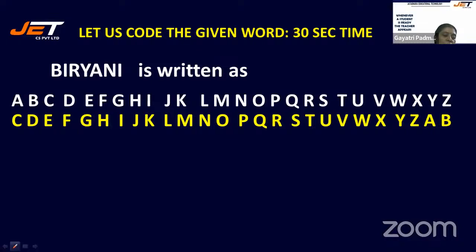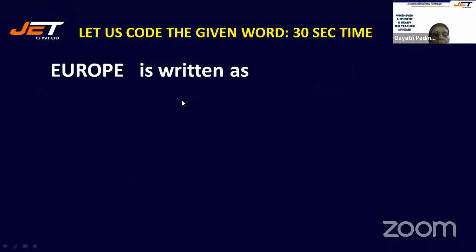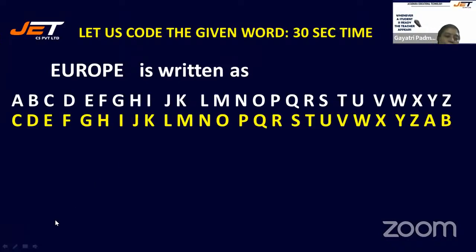Fine. So how do we try to code it? B is here D. I is K. R is T. Y is A. A is C. N is P. And again, I is K. All right. So it is DKTACPK. Fine. Now let us try to code Europe.